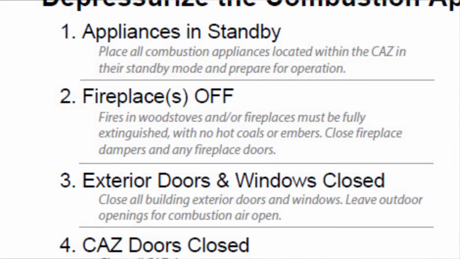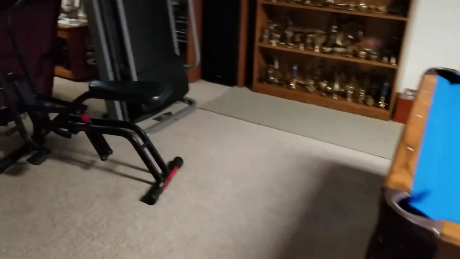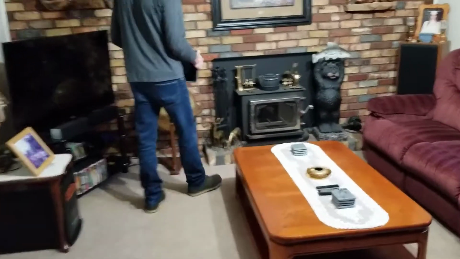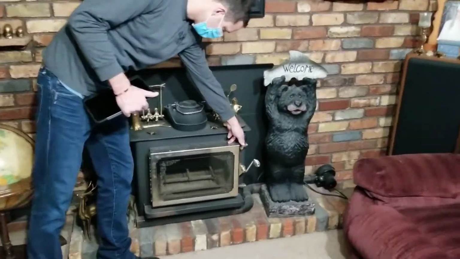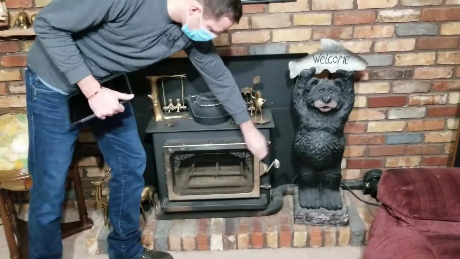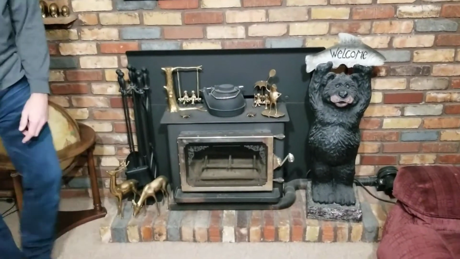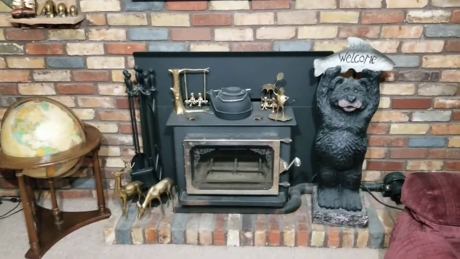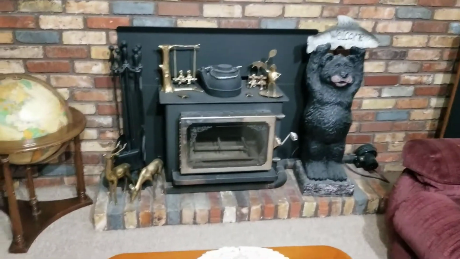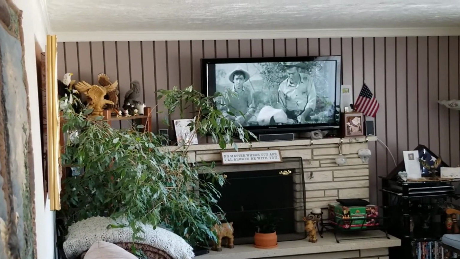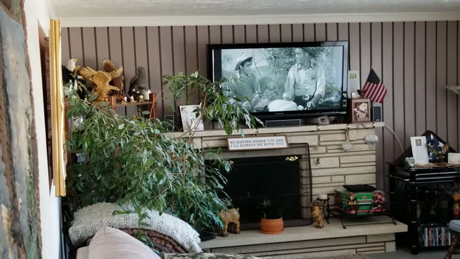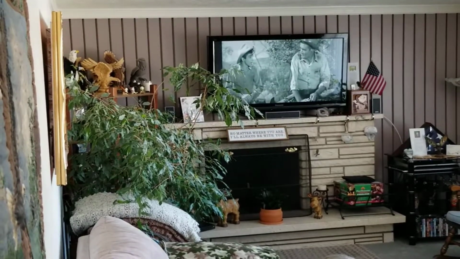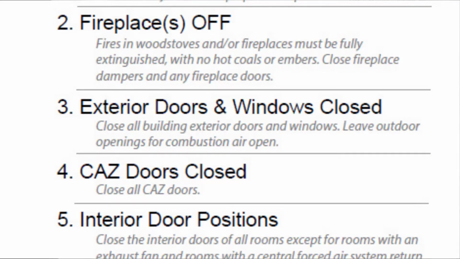Step number 2 is to make sure that the fireplaces are off. It says fireplaces and wood stoves must be fully extinguished with no hot coals, and you want to close the dampers and the fireplace doors. This home actually has 2 fireplaces in it. This one here, we've actually just completed our blower door, and not only do we know that all the dampers are closed, but we also showed with an IR camera that there was no air leaking on this one, so we know this one's all closed down and ready to go. This fireplace actually has a balloon in it, so we know that its damper is closed as well. So the fireplaces are both off and dampered.